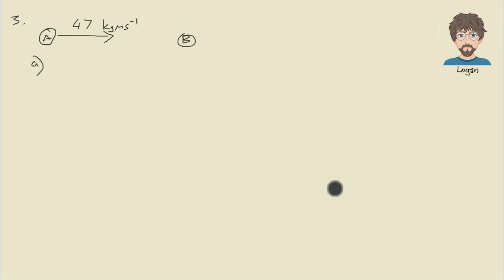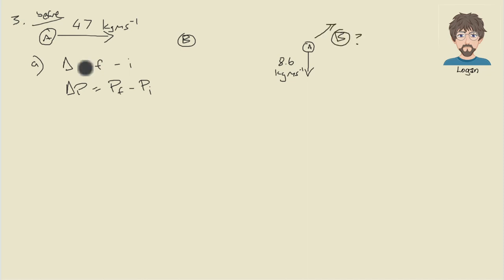Well, change in anything equals final minus initial. So delta P equals P final minus P initial. Now, it was deflected by 90 degrees to go this way, so as that was before, after, A is going this way with a momentum of 8.6 meters per second. We don't really know what's happened to B. So the change in momentum for A, delta P, is P final minus P initial.